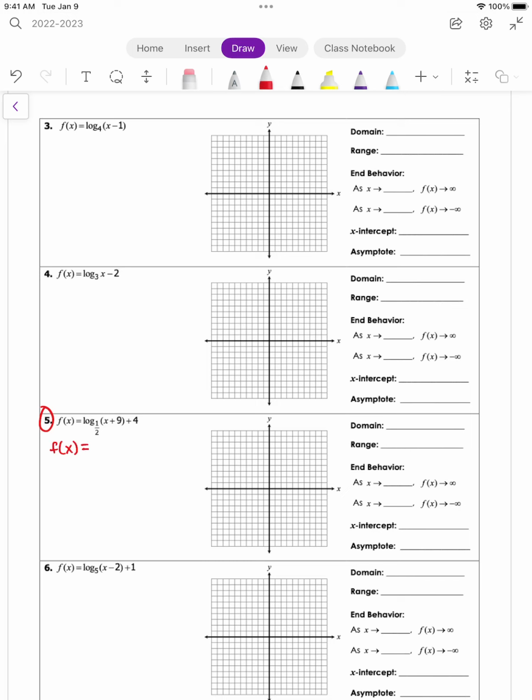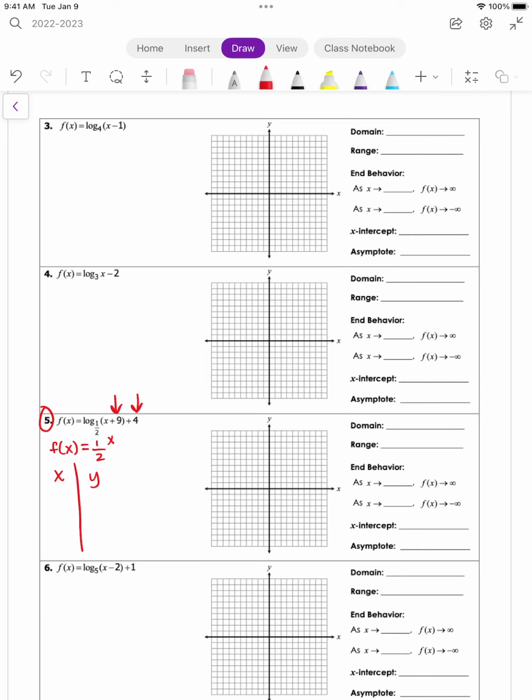Okay, so we're going to build our parent function exponential. So all I need is my base, which is 1/2 to the power of x. That's all I need for now. I see that I'm going to have these transformations right here. We don't worry about them right now. Let's just build a simple exponential function table with our base.